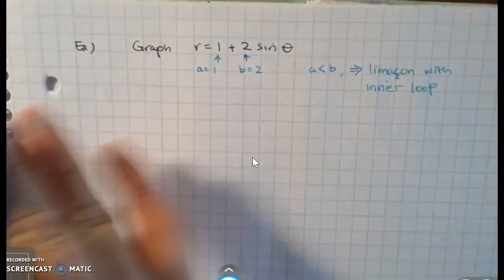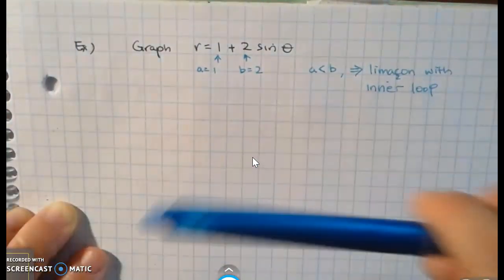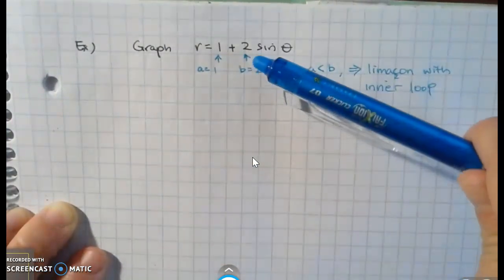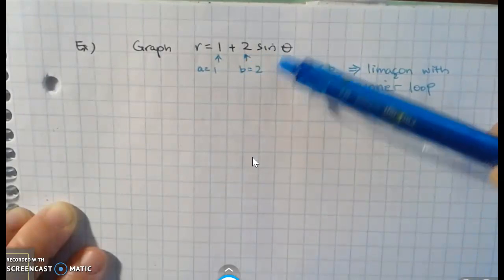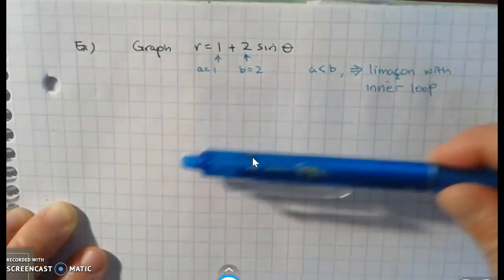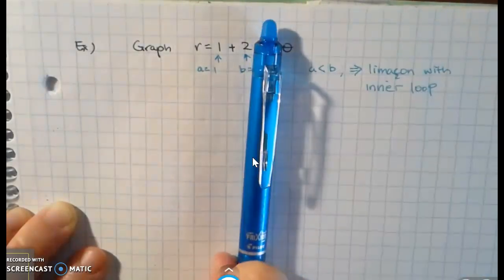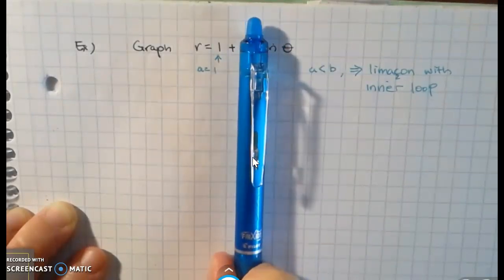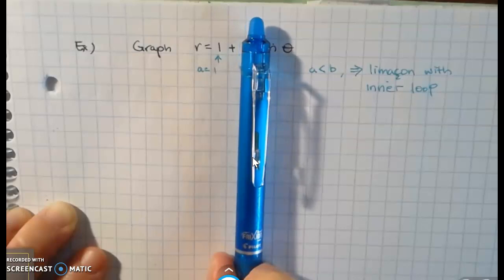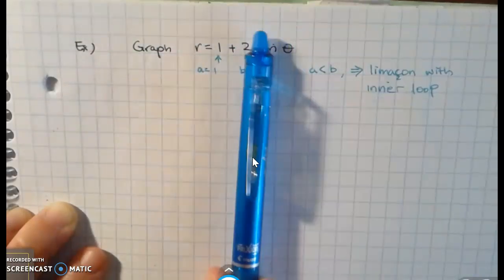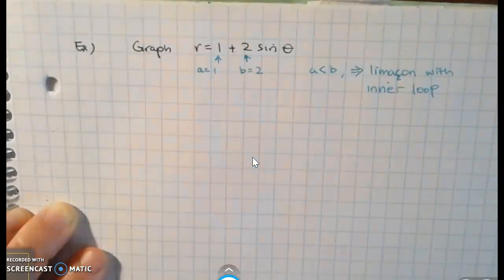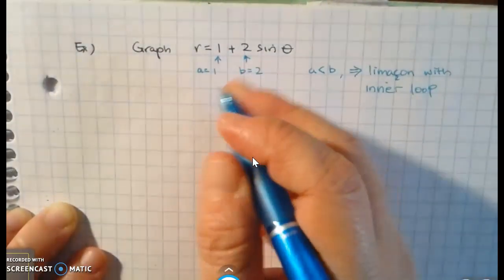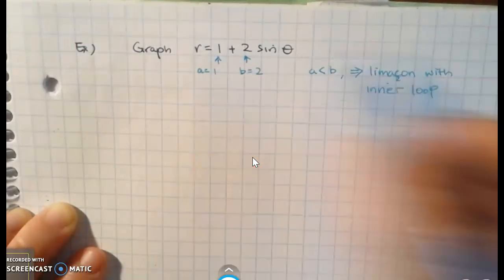And to figure out which way it orientates itself, well, first of all, I know that this is dealing with sine of theta, so it's going to be somehow up and down. So we're going to have a reflection over the vertical axis, theta is equal to pi over 2. So it's going to be symmetrical over the vertical axis.